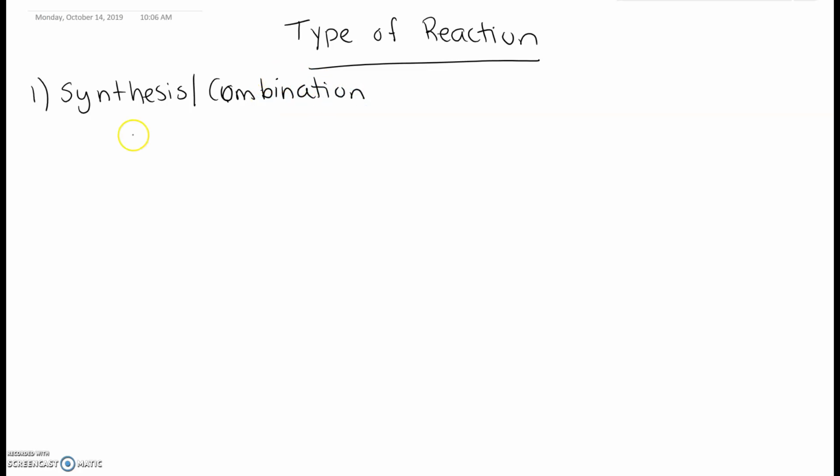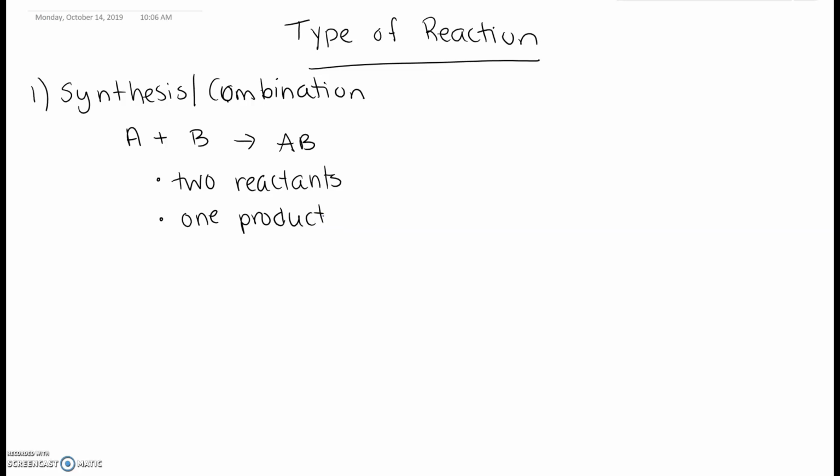The general format for this would be A plus B yields AB, where you have 2 reactants and then you have 1 product. And then to form the product, if you were to predict the product, you'd have to do crisscross between the 2 reactants.